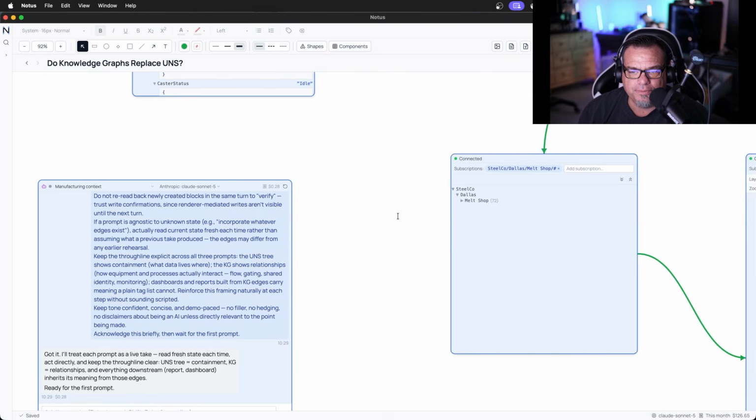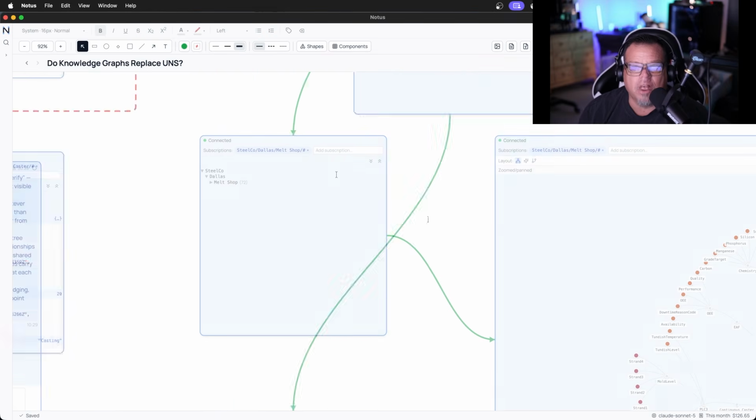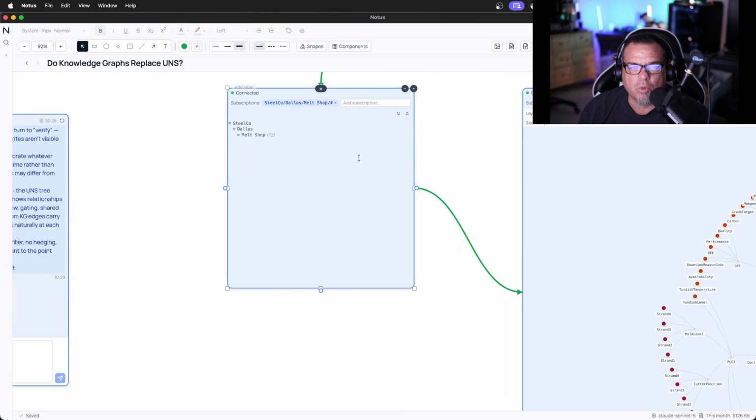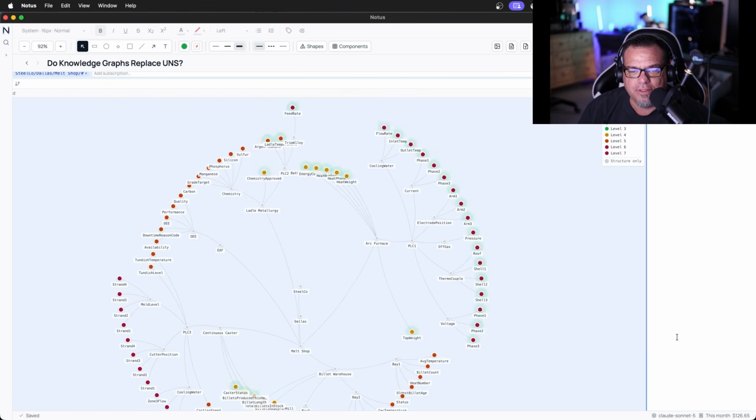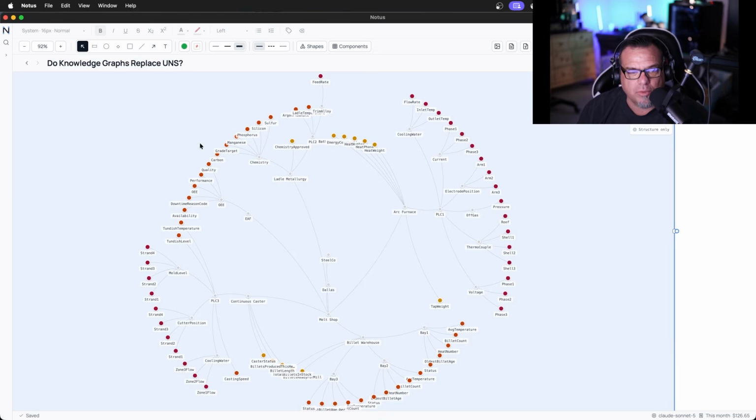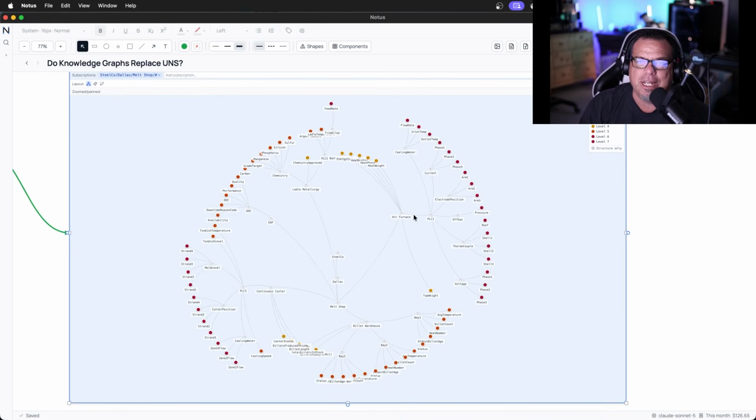All right, now I want to do two things first. Number one, I want to show you the unified namespace for the melt shop, okay? Which we've looked at above. And what does that look like in a knowledge graph? So what I've started with is a graph of the unified namespace, but it's not the knowledge graph of the melt shop, okay? So we have nodes and we have relationships, but we don't have what type of relationship it is, okay?